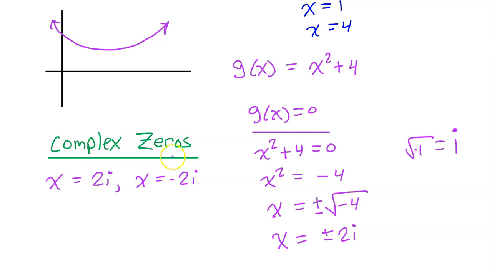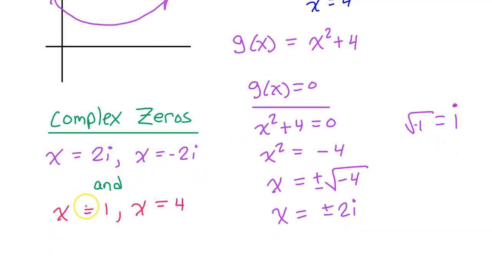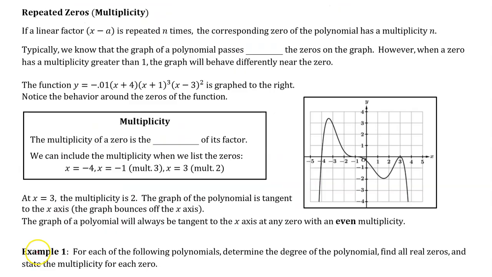Complex zeros include zeros like 2i and negative 2i that have imaginary numbers. But complex zeros also include the ordinary zeros, the real zeros, like x equals 1 and x equals 4 from the previous example. We will learn more about complex zeros later in the lesson. First, we need to talk about repeated zeros or multiplicity.